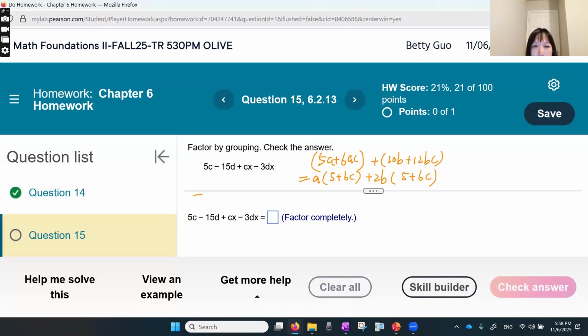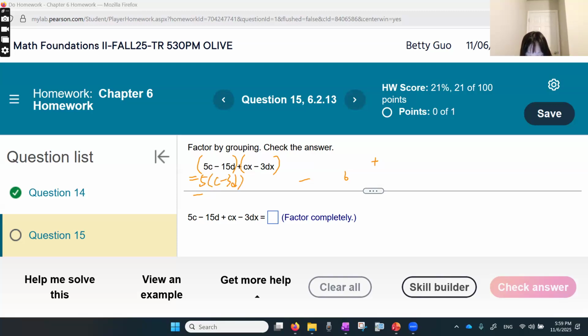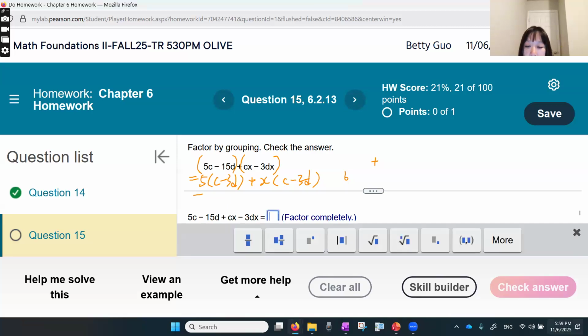All right, this one, C minus 3D. This one is normal. We can just factor the first 2 or the last 2. The first 2 have a common factor 5, and then C minus 3D. The last 2 have a common factor X. Factor X out, so inside the parentheses, C minus 3D. Common binomial factor C minus 3D, right?